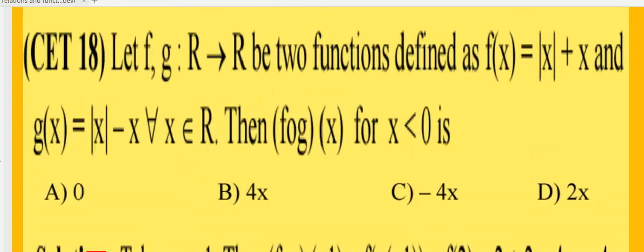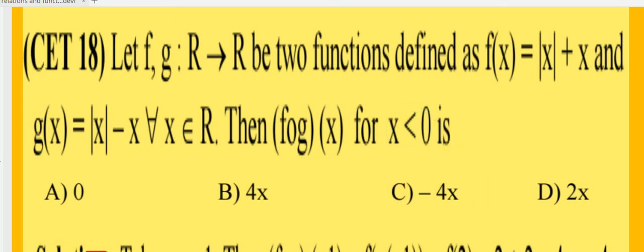Let f, g from R to R be two functions, that is, f is a function from R to R and g is also a function from R to R, defined as f of x is equal to modulus of x plus x and g of x is equal to modulus of x minus x for all x belonging to R. Then find f composition g of x for x less than 0.